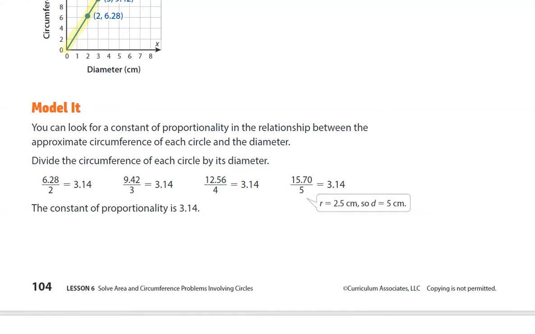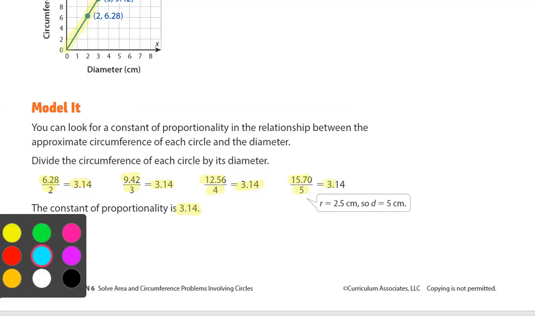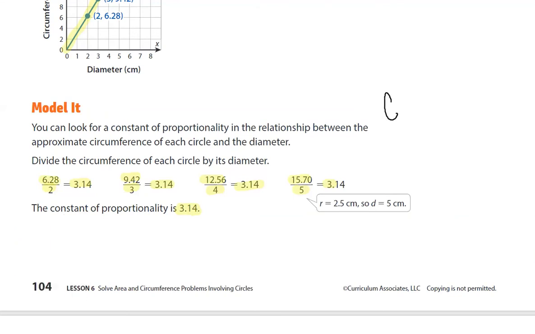Or if you take the circumference of each and divide it by the diameter, you'll see you get pi every time, because the constant of proportionality is pi. Because circumference is diameter times pi.